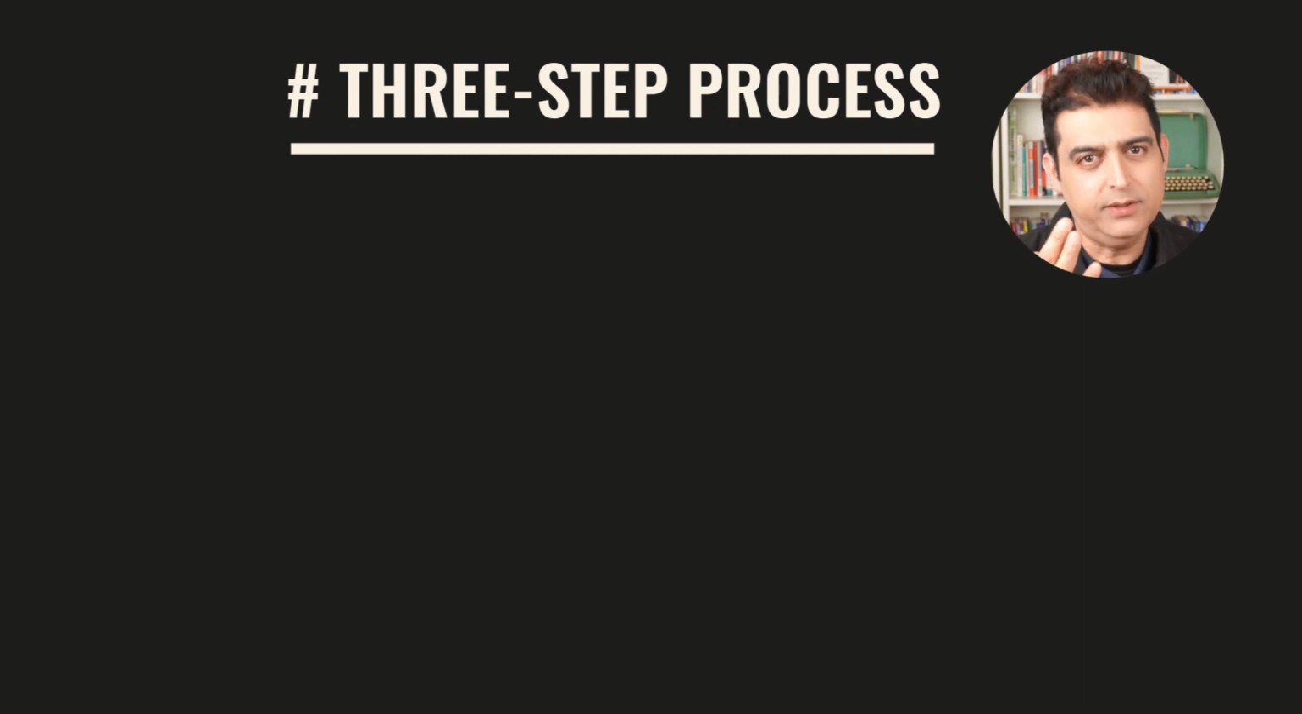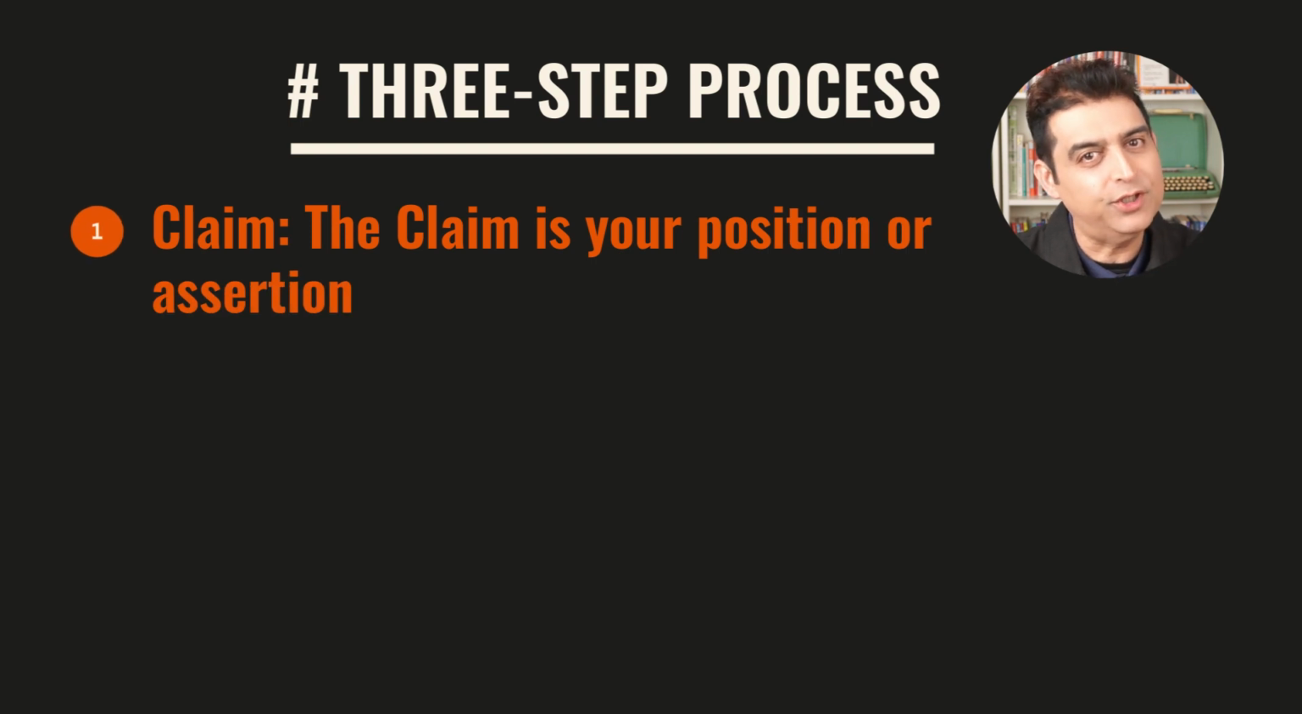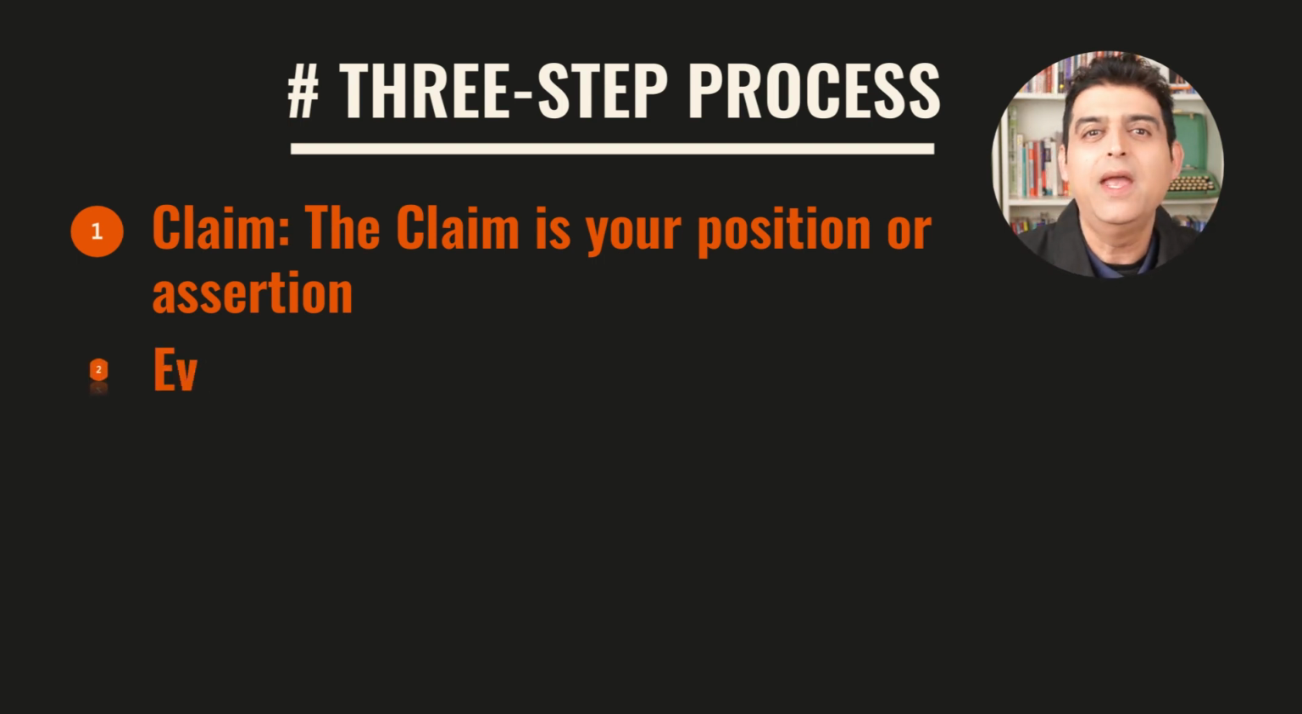Essentially, it's a three-step process for making an argument. Claim. The claim is your position or assertion. It is a statement responding to a controversy you are willing to defend. In other words, what you want your audience to believe or what you want them to think. Evidence.